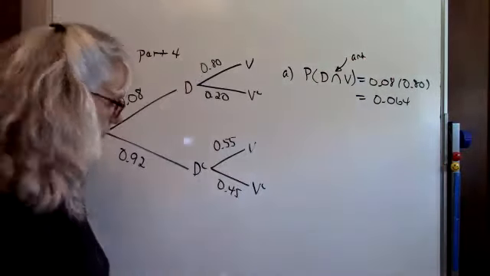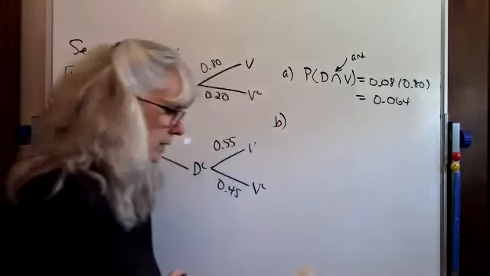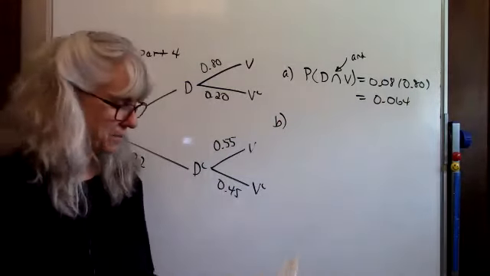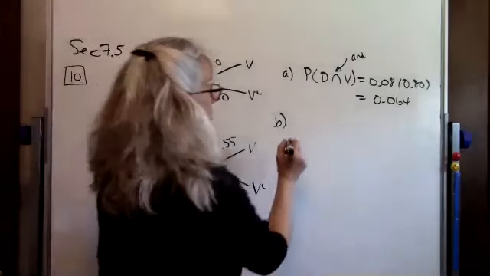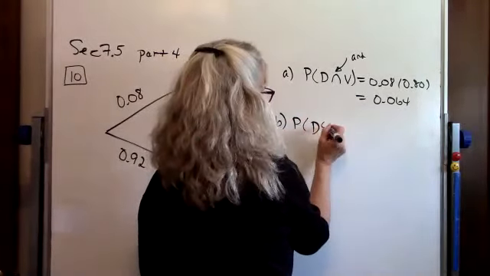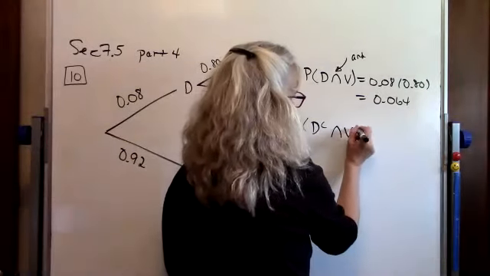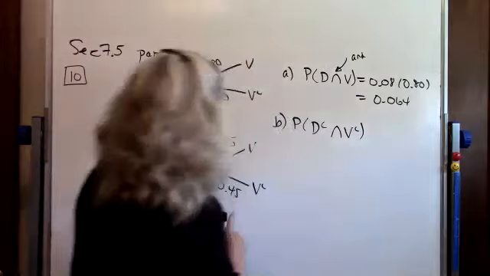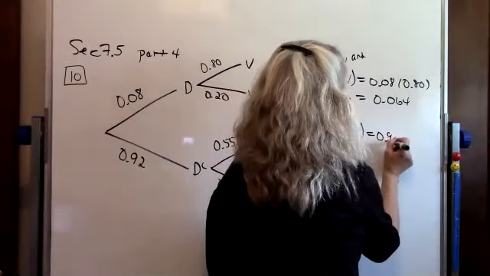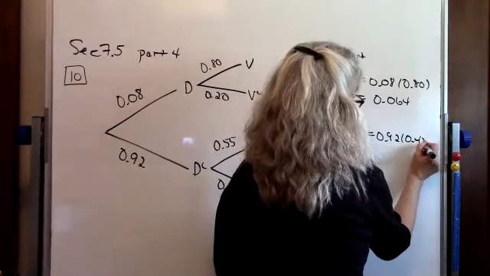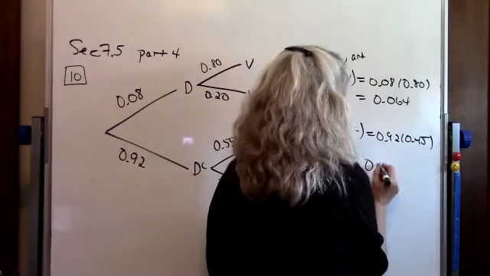Okay, part B says, let's find the probability that an eligible voter selected at random did not have a degree and did not vote. So the probability that they did not have a degree, that's degree complement, and did not vote would be vote complement. So that's down here. That's 0.92 times 0.45, which gives us 0.414.